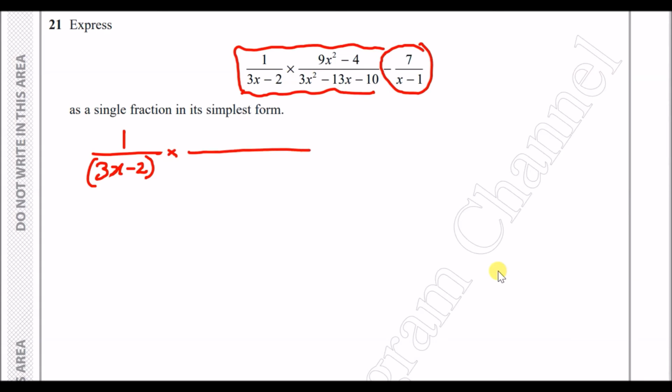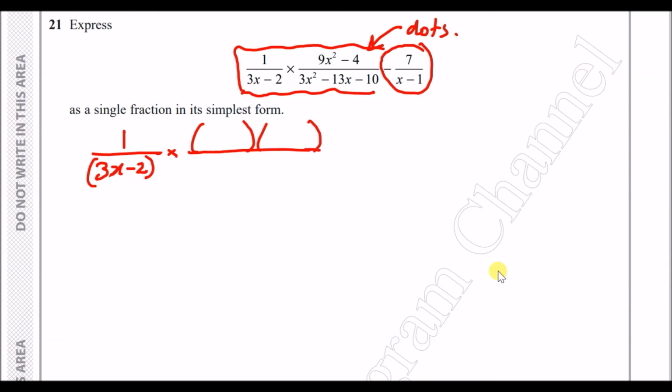Now, the 9x squared minus 4. There's actually a special formula here. It's called difference of two squares factorization, yeah? This means that if you've got a square number on the first side and a square number in the second term, you can factorize them into two brackets, so like this. And the trick is like that.